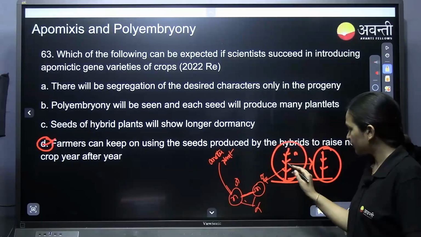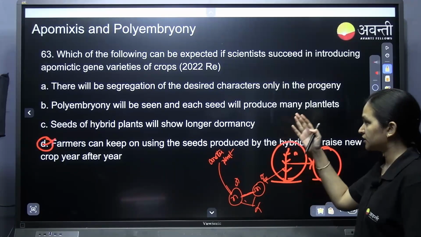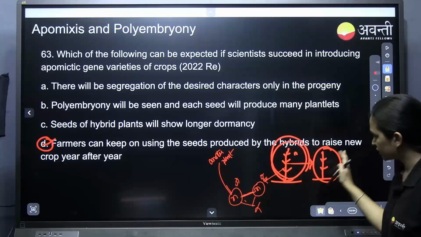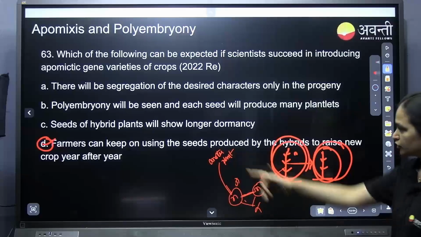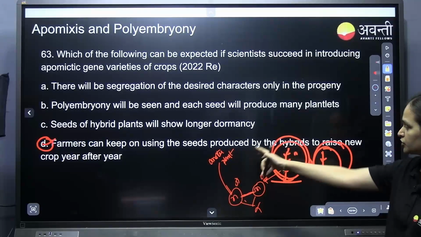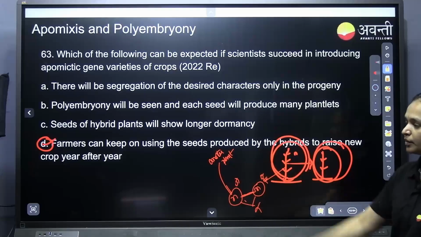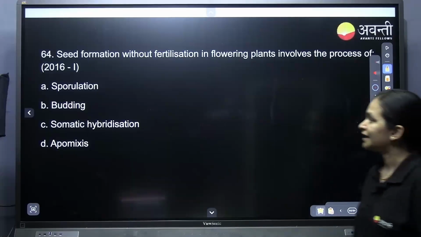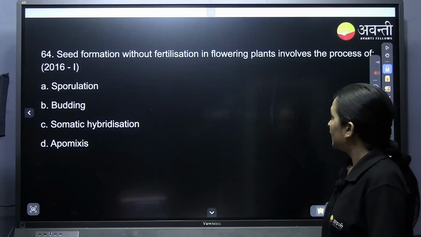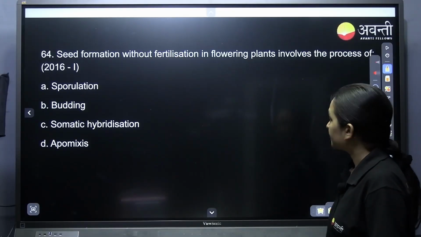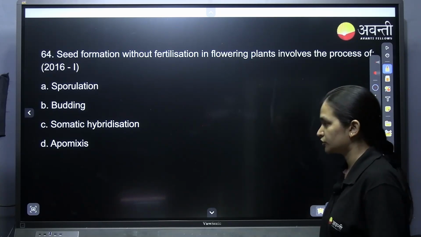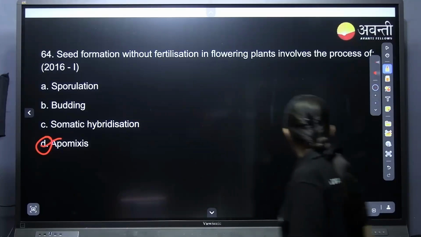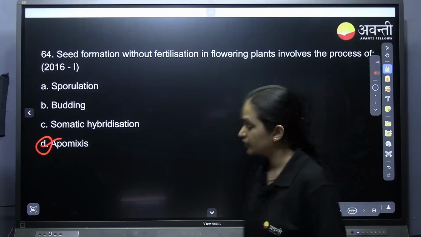If they produce the apomictic gene varieties, whatever the parent plant has, the daughter plant will also have the same. So, the farmers can keep using the seeds produced by the hybrids to raise a new crop every year, year after year. Seed formation without fertilization in flowering plants is called apomixis. Yes, okay, this is the end of PYQs.